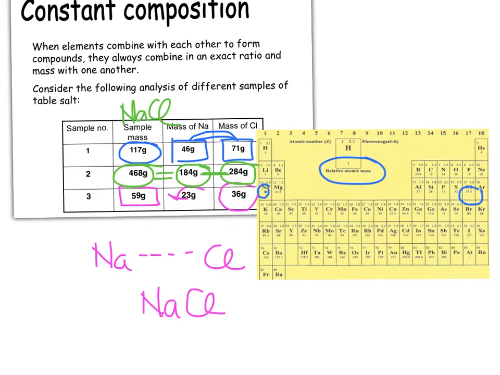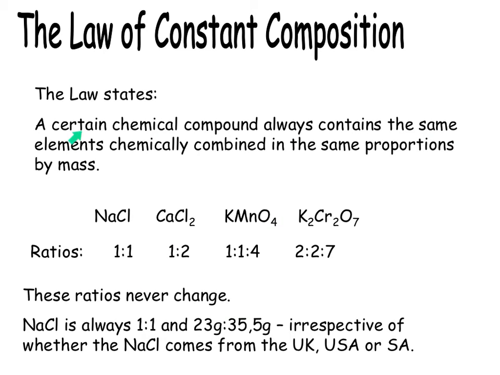What's important here is that they always combine in a perfect mass ratio relative to their relative atomic masses. So the law states a certain chemical compound always contains the same elements, chemically combined in the same proportions by mass. So for sodium chloride, it's a mass of 1:1.